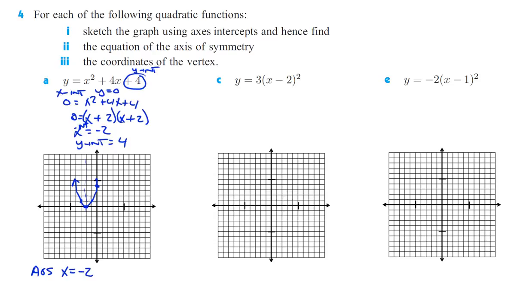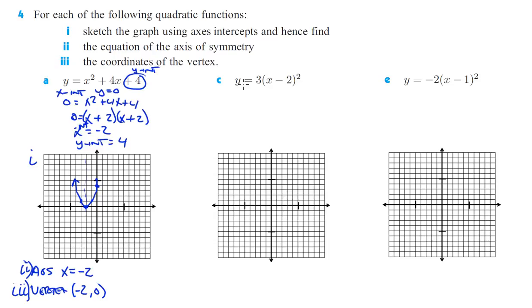And then find the coordinates of the vertex. So this one's not too bad. The vertex is simply at -2 and 0, because we can see exactly where that's at. Okay? All right, so this was part 1, this is part 2, and this is part 3.